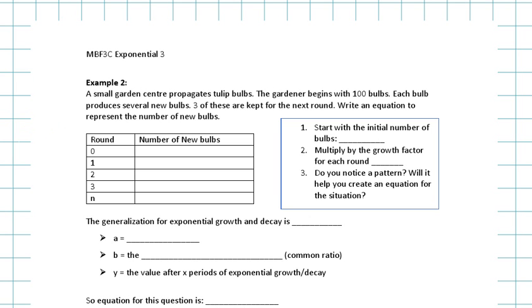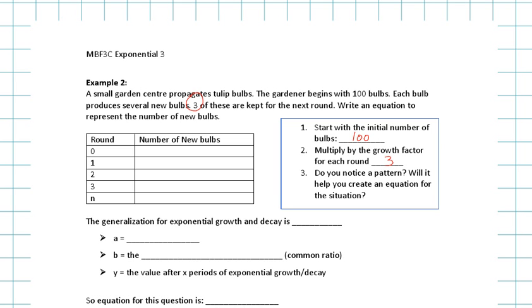Basically, start with the initial number of bulbs. The initial number of bulbs is 100, right? That's before we even do anything, so that's at time 0. Before any round, you have 100 already. Then multiply by the growth factor for each round. What's my growth factor here? 3. My growth factor is 3 because I am keeping 3 new bulbs from each bulb.